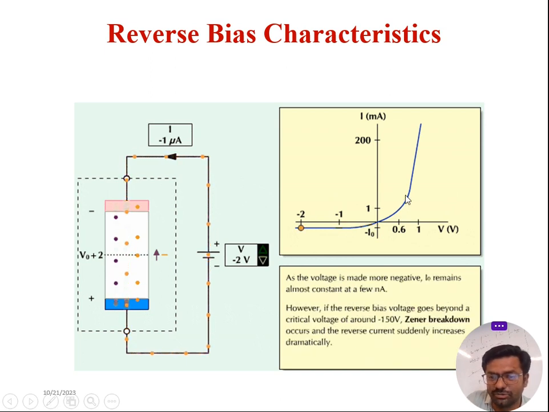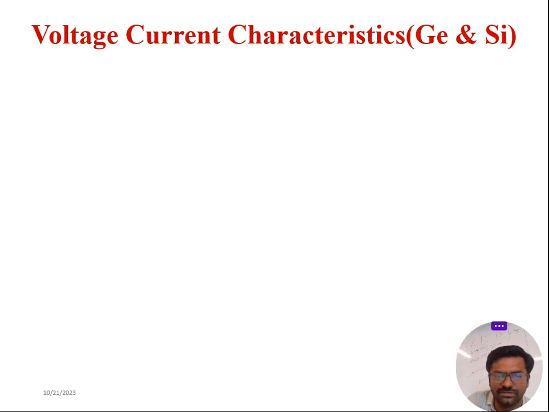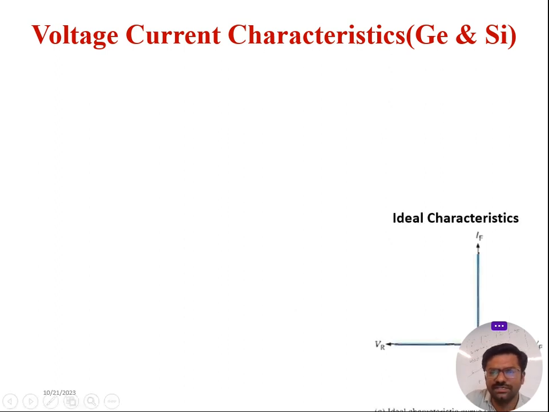And during forward bias, you might have observed that there is a drastic change in the current whenever we apply 0.6 volt and 1 volt. So now we will see the VI characteristics of a diode, specifically for germanium and silicon. Before that, we will try to find the ideal characteristics of a diode.